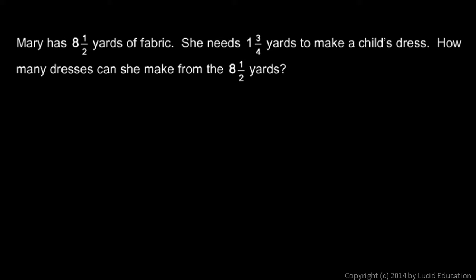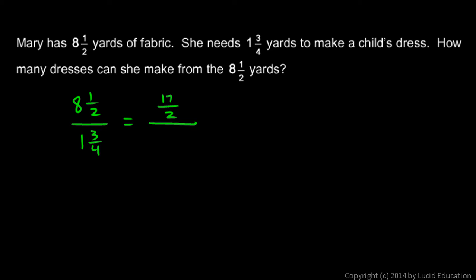This example involves division. We're told that Mary has 8.5 yards of fabric, and she needs 1 3/4 yards to make a child's dress. How many dresses can she make from the 8.5 yards? Well, I need to take the 8.5 and divide it by the 1 3/4. And as usual, this will be easier if we convert the mixed numbers to improper fractions. So we'll do the 8.5 first. 8 times 2 is 16, plus 1 is 17. So that's the same as 17 halves.